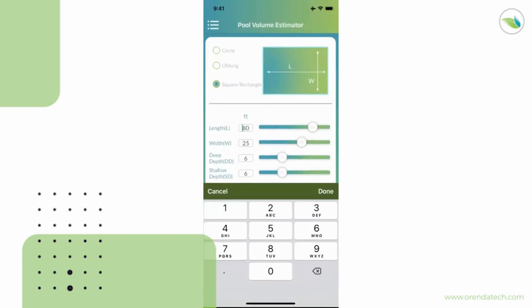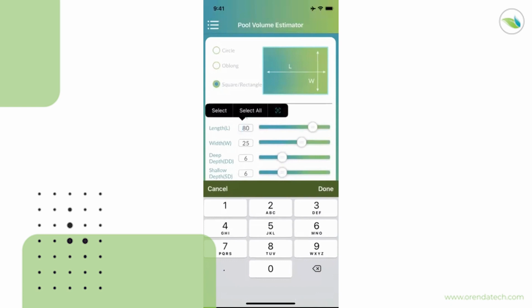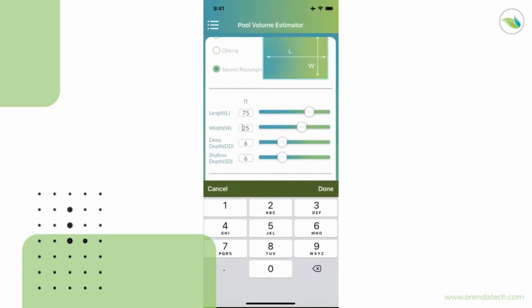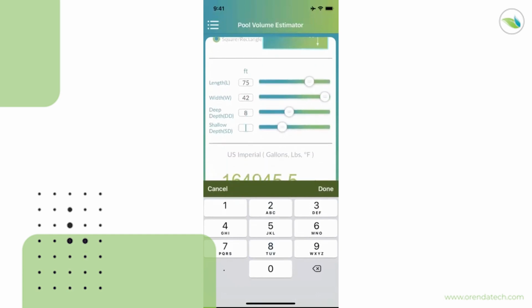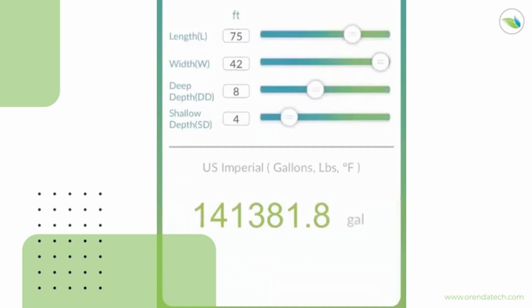So if I know that I've got a lap pool, a commercial lap pool, it's going to be 75 feet long because it's 25 yards, and it's going to be a 6-lane lap pool. So we're going to go to 42 feet. And deep depth will be 8, and short depth will be 4. 141,381 gallons, according to this.